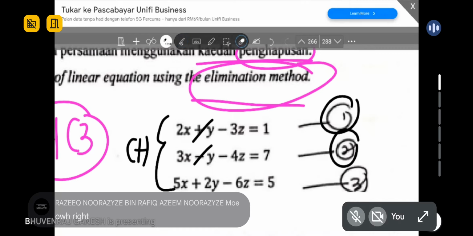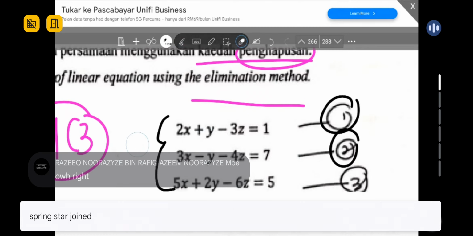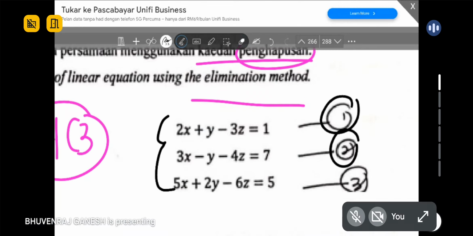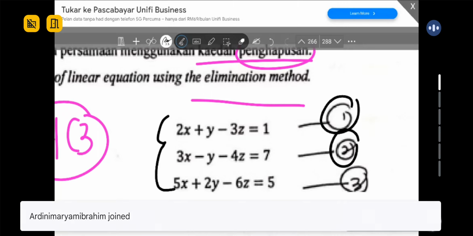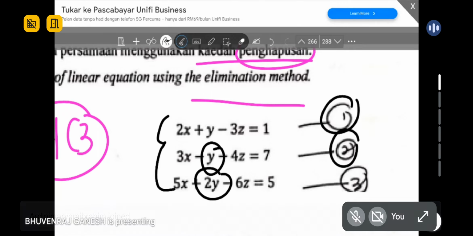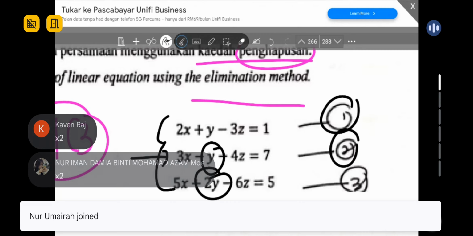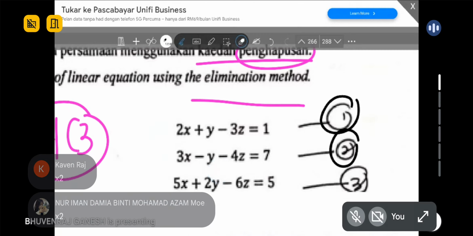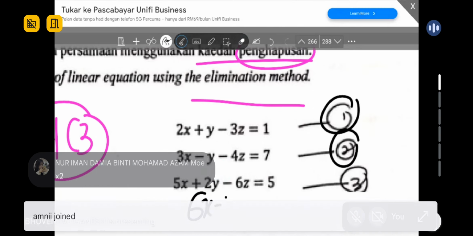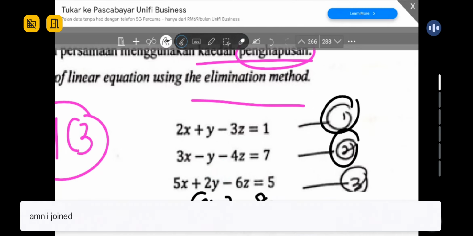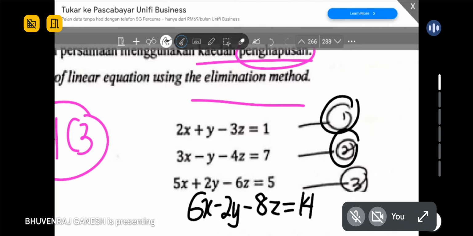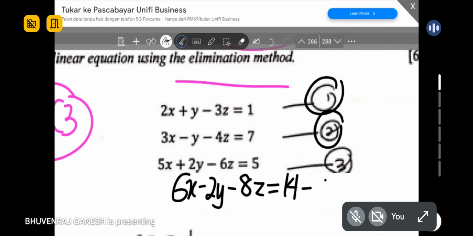And then, what can you guys do? Okay, you need to do elimination the second time. Okay, satu kali lagi kamu kena buat penghapusan. So, you guys see over here, y and 2y. So guys, what can I do to the second equation over here? Anyone? Yeah, saya boleh darab 2, guys. I can times 2. Okay, so if I times 2, what do I get? I get 6x minus 2y minus 8z equal to 14, right? So I call this equation 4. Number 4. Okay, yang keempat.